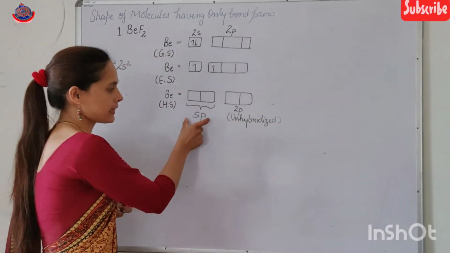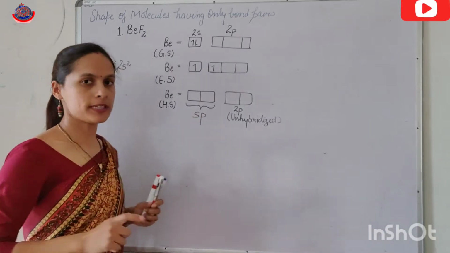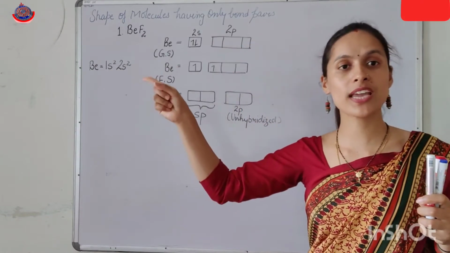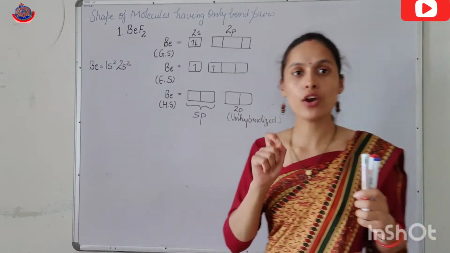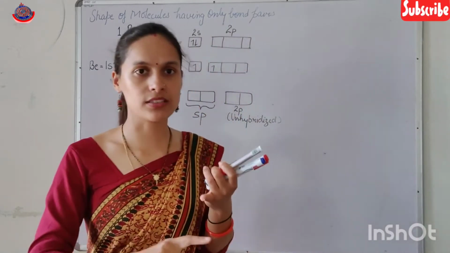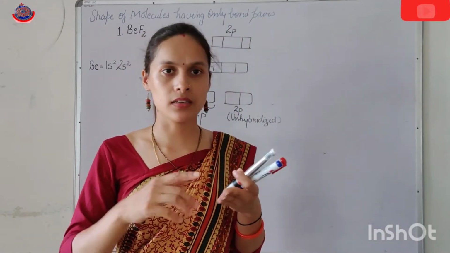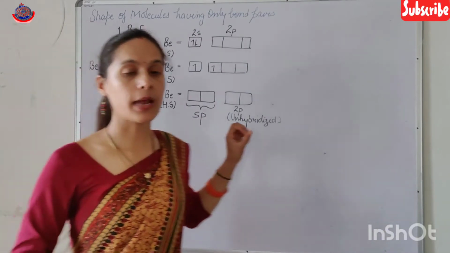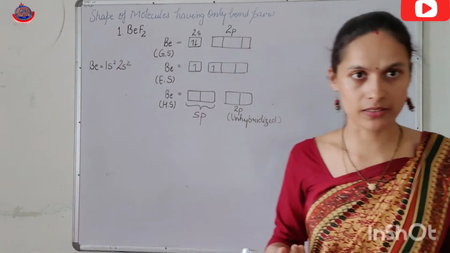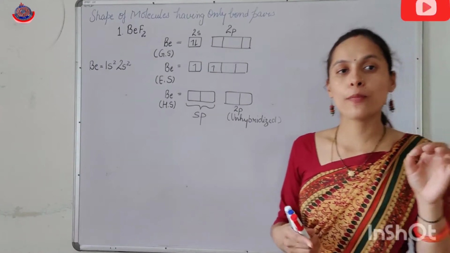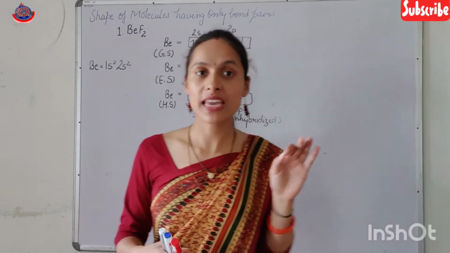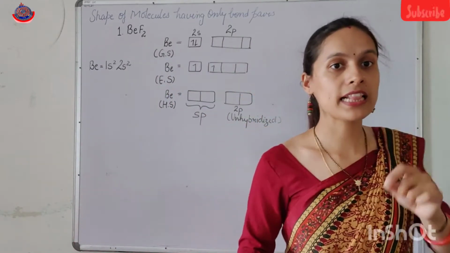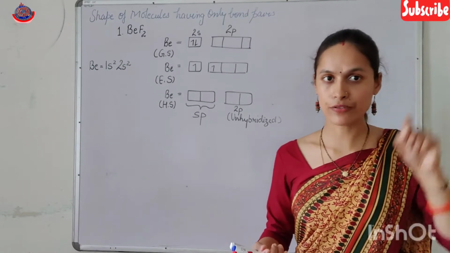Now in these hybrid orbitals, the electrons will fill according to the same rules which we have studied in the filling of atomic orbitals, like Pauli exclusion, Hund's rule, and Aufbau principle. Now these hybrid orbitals behave as degenerate orbitals. What are degenerate orbitals? Orbitals of the same subshell which have the same energy. And in those orbitals, the pairing will not occur till all the orbitals are singly filled.